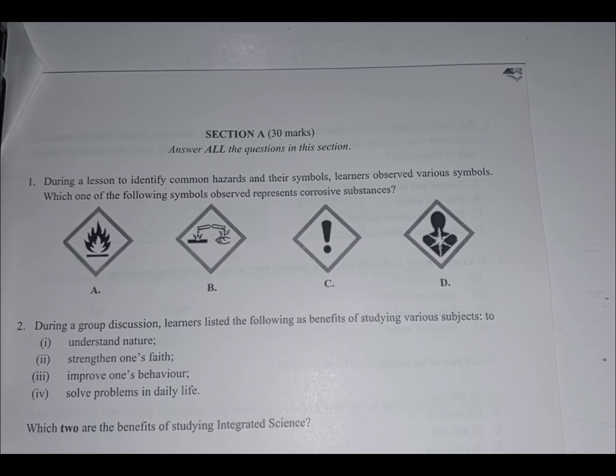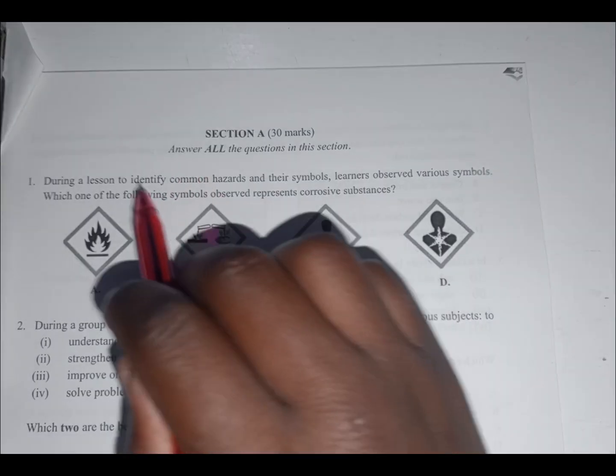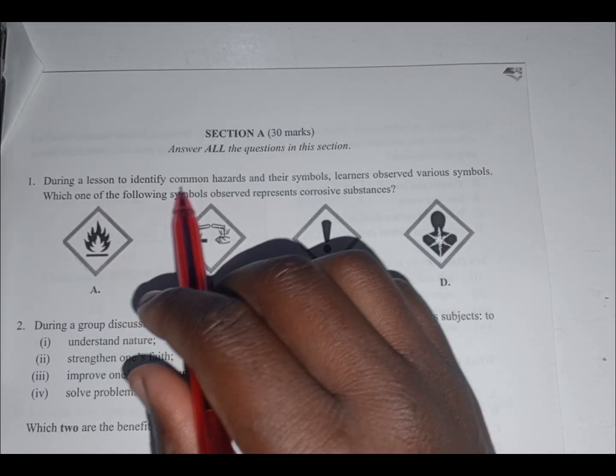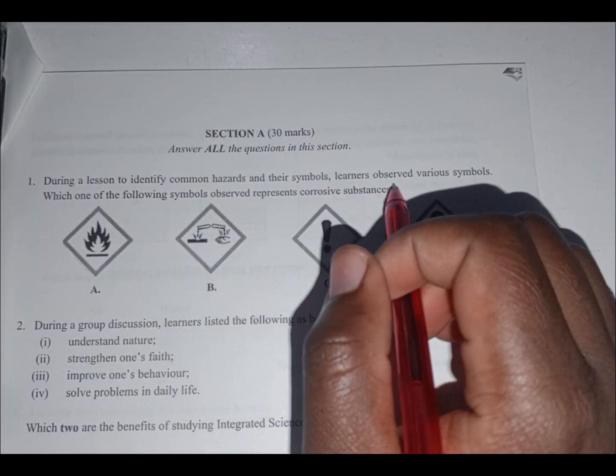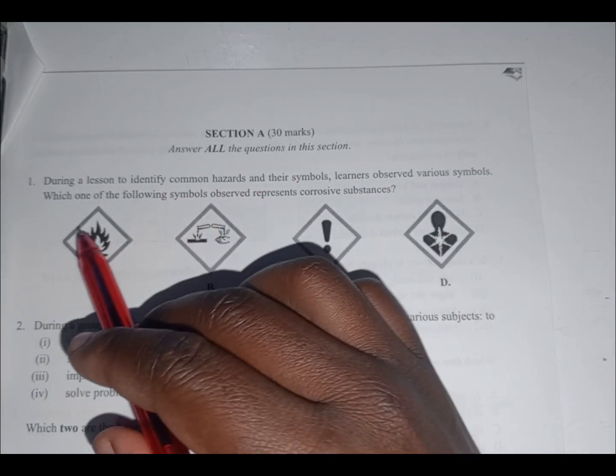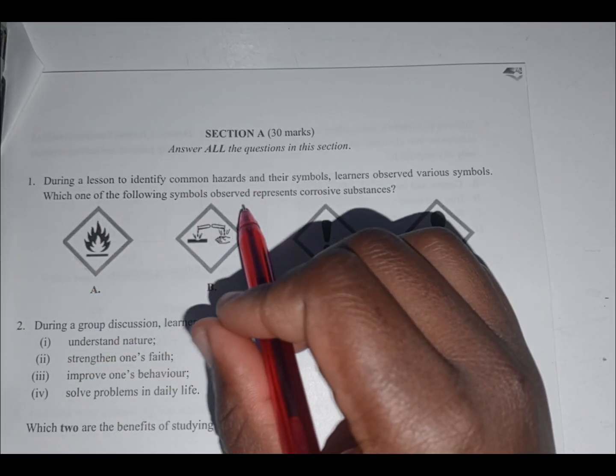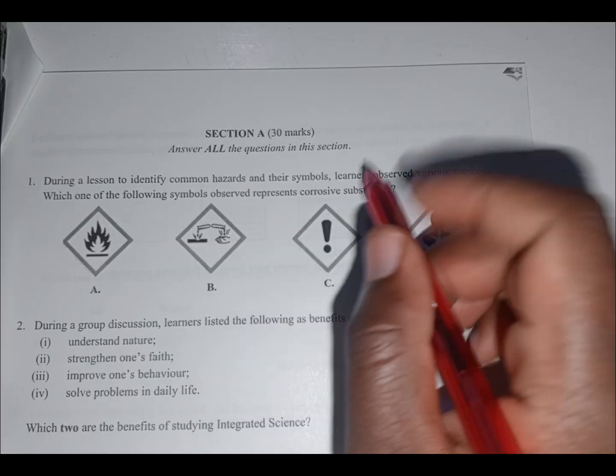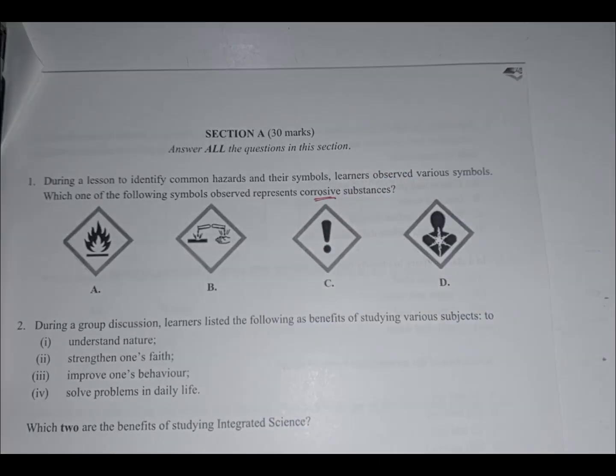Grade 9 KJSEA revision, question 1. It says, during a lesson to identify common hazards and their symbols, learners observed various symbols. Which one of the following symbols observed represents corrosive substances? Now, corrosive substances are substances that can corrode metals, and they cause severe damage to living tissue such as skin and eyes upon contact.